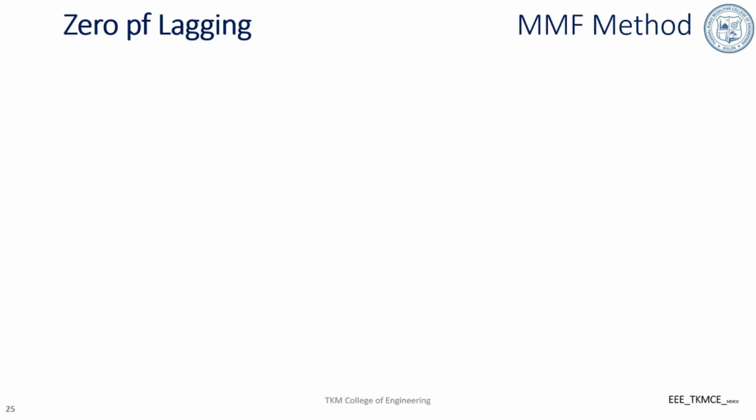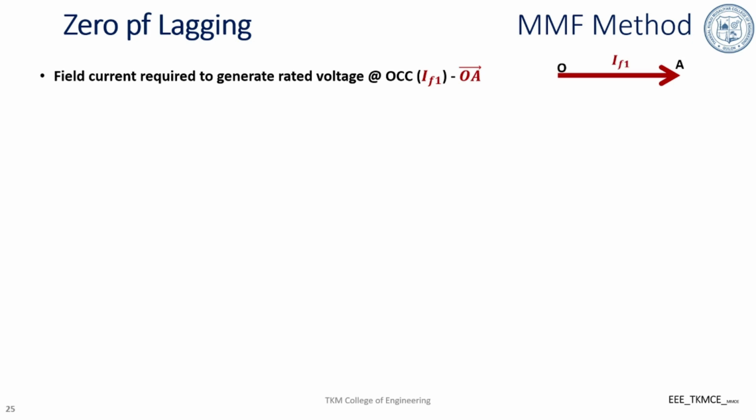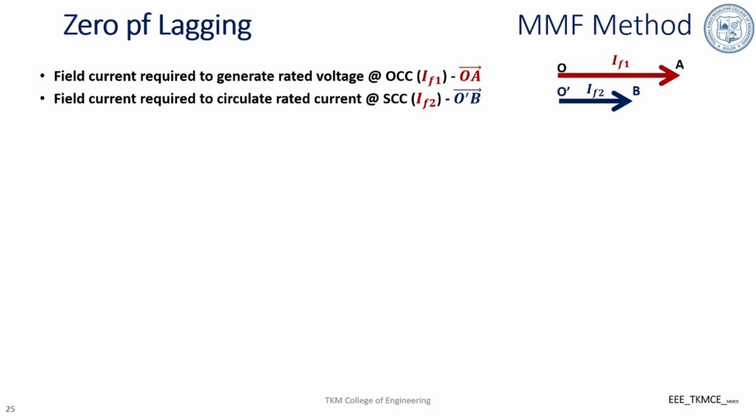Now let's consider the theory of MMF method under 0 power factor lagging case. The field current required to generate rated voltage under open circuit condition is IF1 and can be represented by a phasor OA. And the field current required to circulate rated armature current under short circuit condition is IF2 and can be represented by OB. As load current increases due to demagnetization effect of armature reaction, net flux is getting decreased.